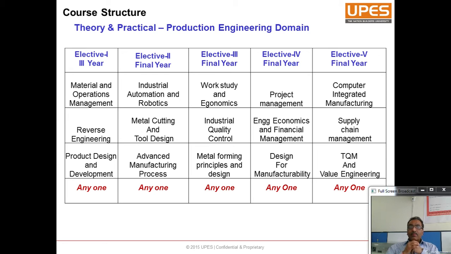Then electives are being offered in the production engineering domain as the specialized electives, starting with third year and final year. In third year, you will have one elective, in the sixth semester. In the final year, you need to have four electives, two in the odd semester and two in the even semester, where you will be exposed to different courses related to the production engineering domain as well as the production management domain.